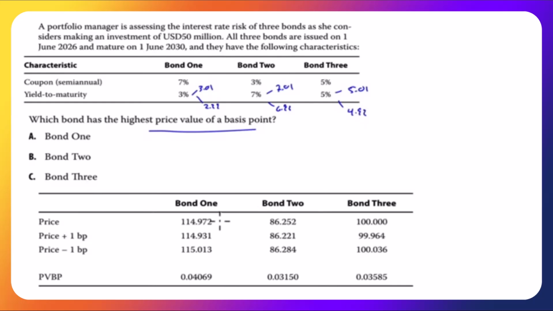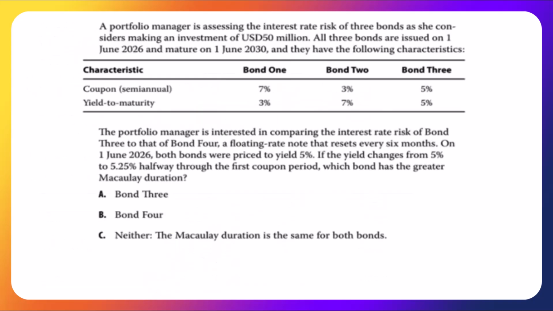So bond 1, we know the price was 114.972. If we increase by 1 basis point, we get to 114.931. Decrease, we get to 115. Take the difference between these, divide by 2, you get 0.04069. Do the same for bond 2, the same for bond 3. 0.04069 for bond 1.